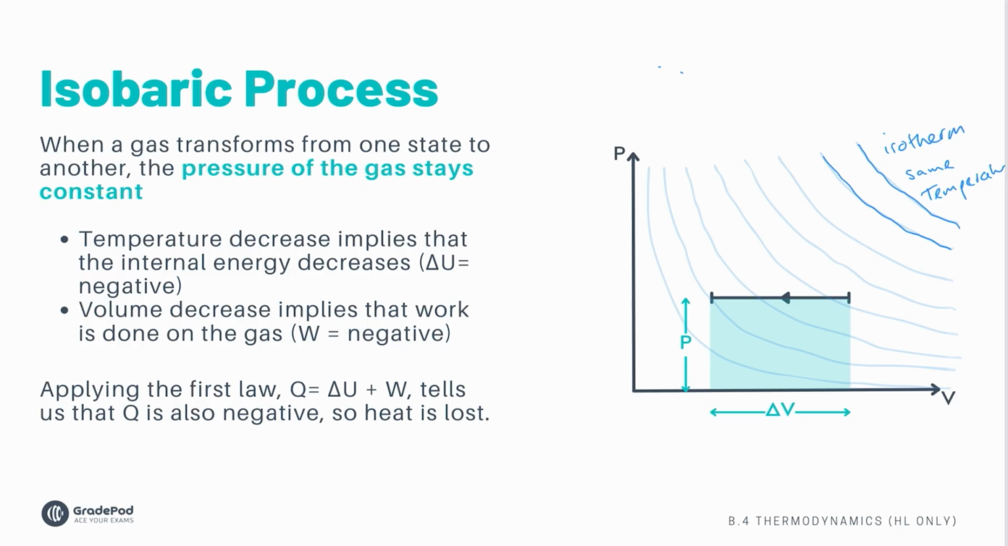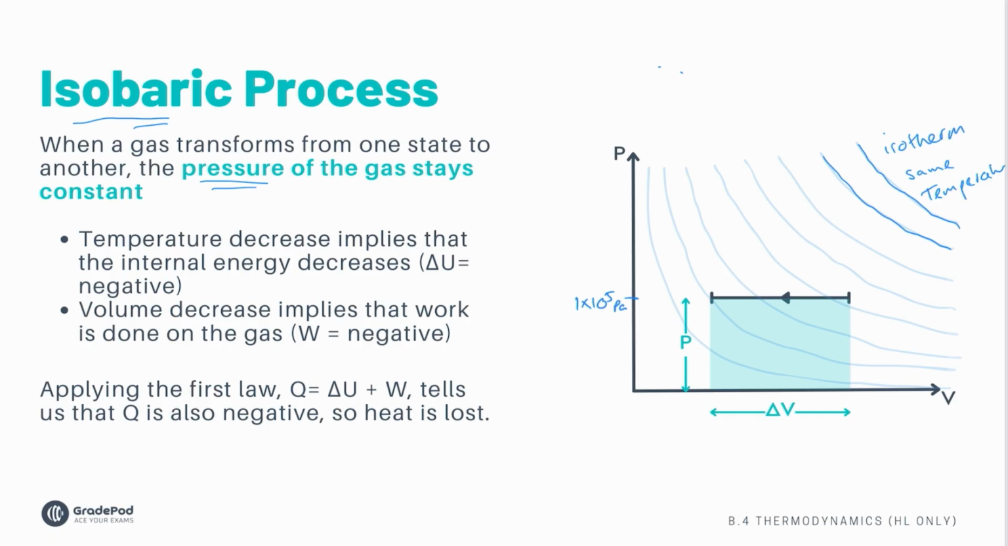Let's turn our attention back to the text, we're looking at an isobaric process. An isobaric process is when a gas transforms from one state to another, but the pressure of the gas stays constant. Let's go to the PV diagram and see what that means. Let's give this a value. Let's say the pressure here is 1 times 10 to the 5 pascals. That's a constant value of pressure.